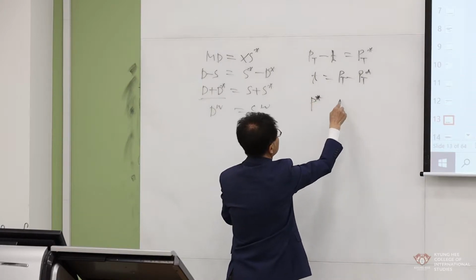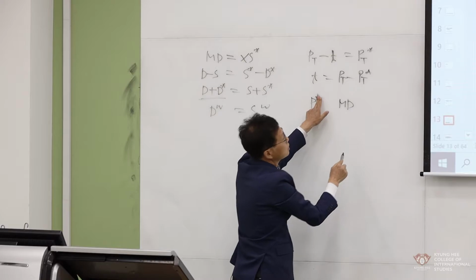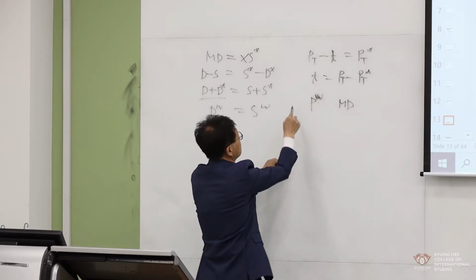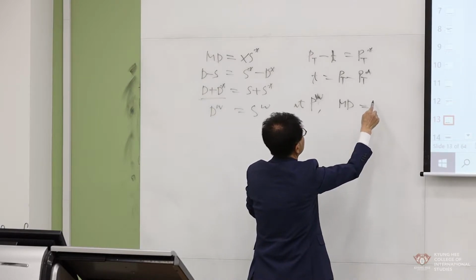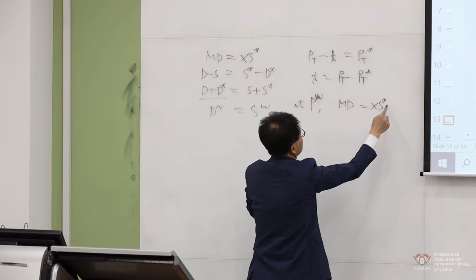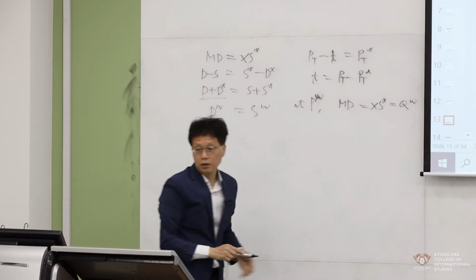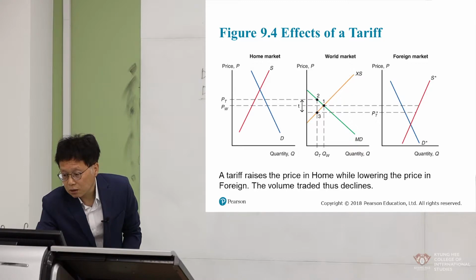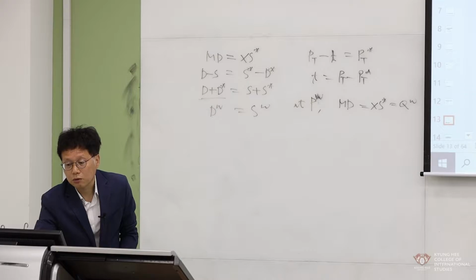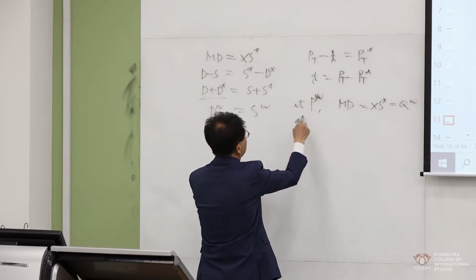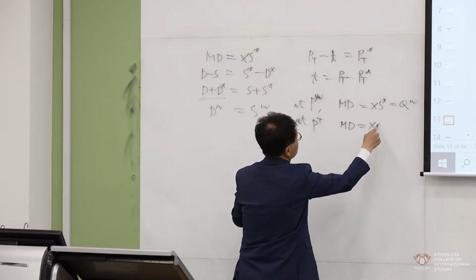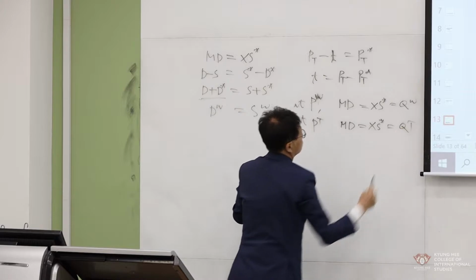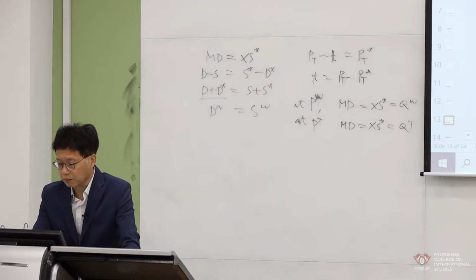At PW, import demand is equal to export supply, and that is equal to QW. But after imposition of the tariff, at PT, import demand is equal to export supply at foreign, which is equal to QT, in this graph.